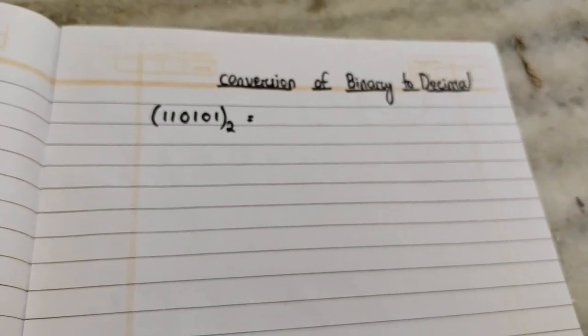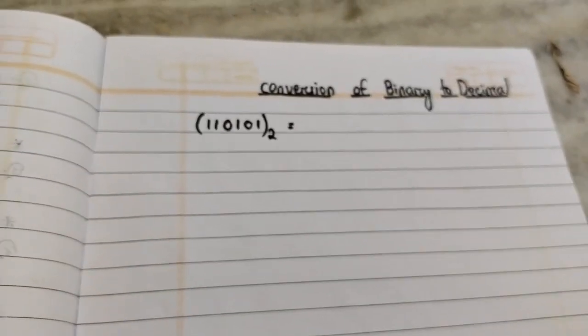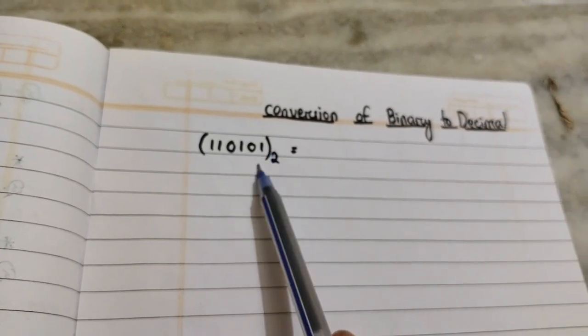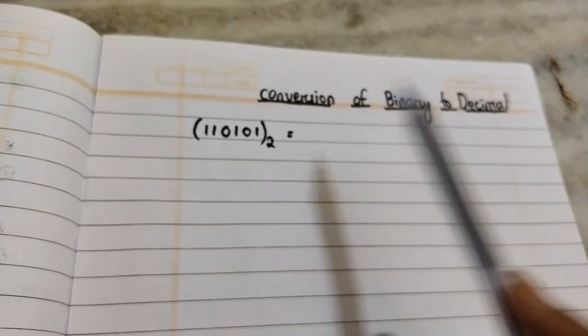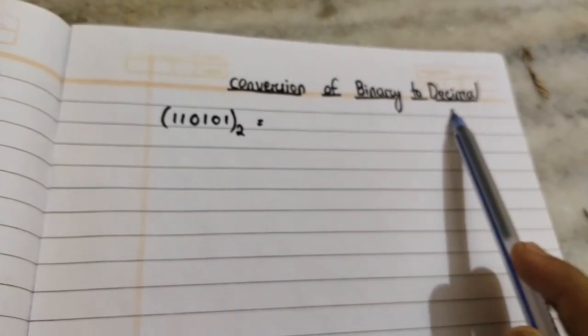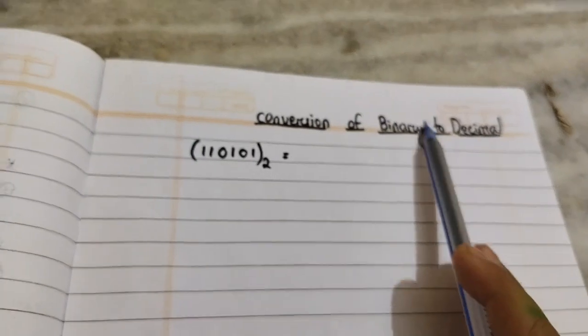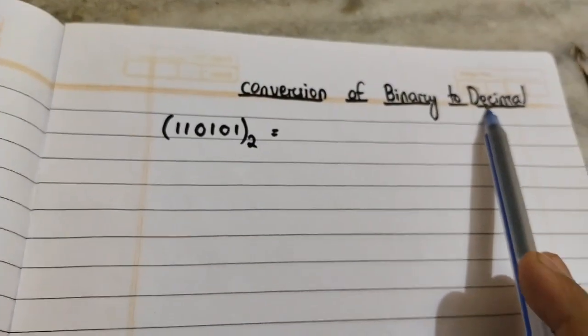Hello everyone, today we will learn how to convert a binary number to a decimal number. In the previous video we learned how to convert a decimal number to a binary number. In this video we will learn how to convert a binary number to a decimal number.